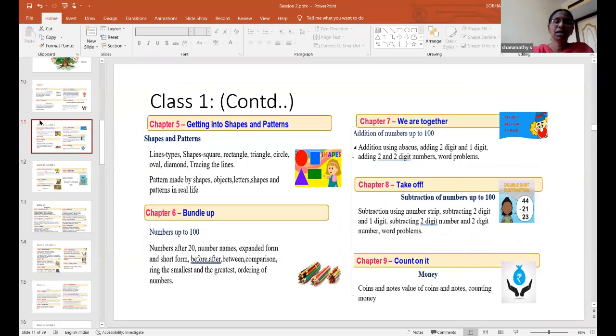I'll finish off all the class 1 topics. If you have anything else to share with me apart from these topics, or if you're following some other syllabus or contents apart from these topics, please feel free to share with me.